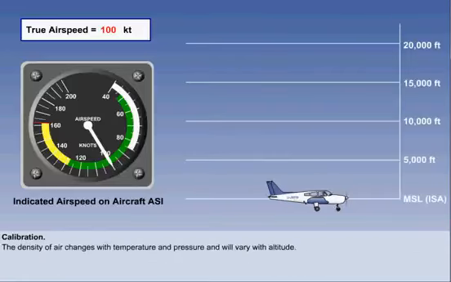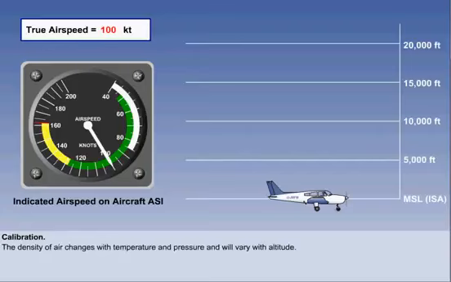Let us look now at the matter of calibrating the ASI. Although we can say that dynamic pressure is proportional to speed, the formula dynamic pressure equals a half rho v squared shows us that dynamic pressure is also proportional to the air density.